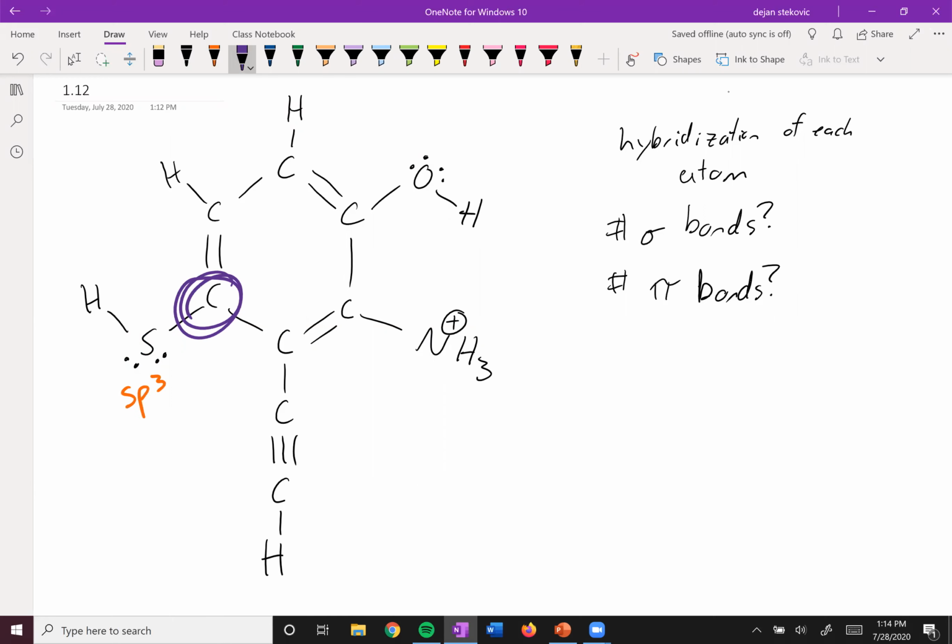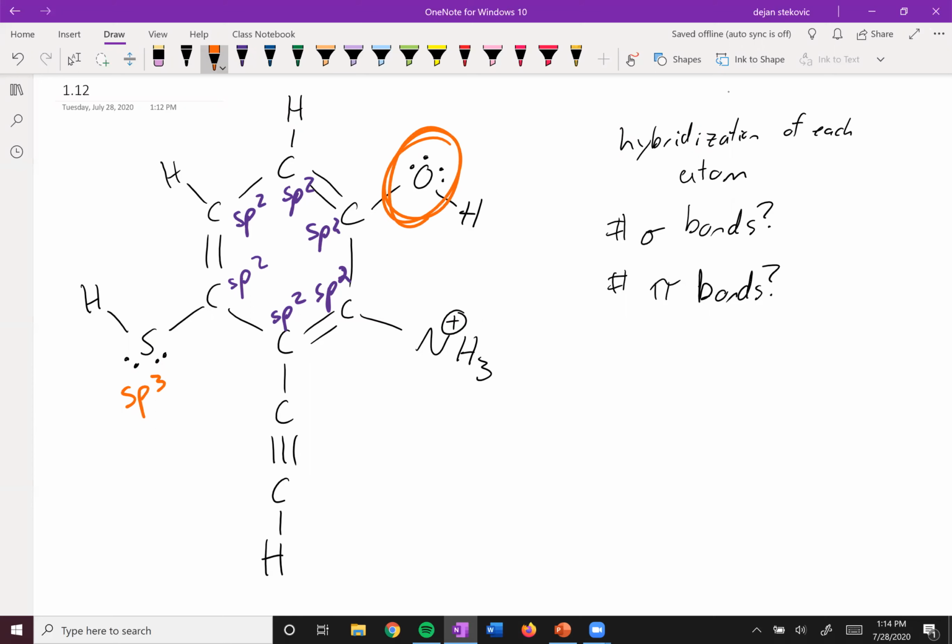This carbon right here has 3 things, right? 2 carbons and a sulfur, that's sp2 hybridized, as well as this carbon right here. And in fact, this whole ring is made out of sp2 hybridized carbons. They each got 3 things attached. Notice that the double bond, it's number of things, not number of bonds, right? So if you're doubly bound to something, that still only counts as 1 thing.